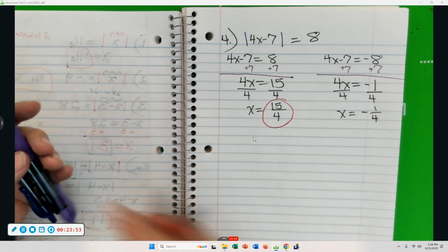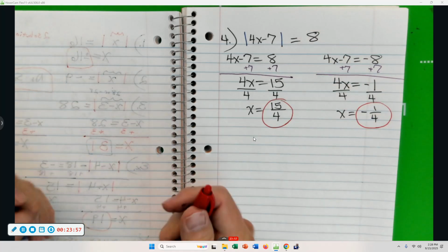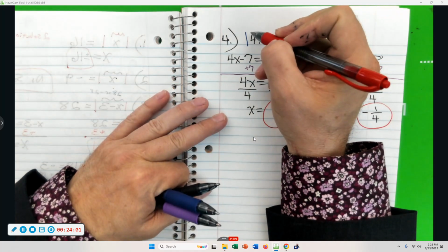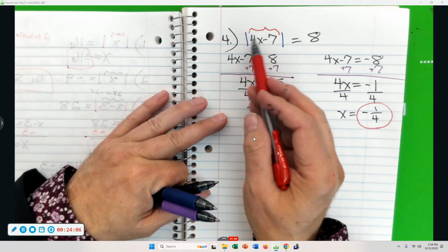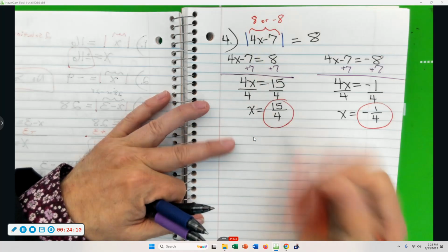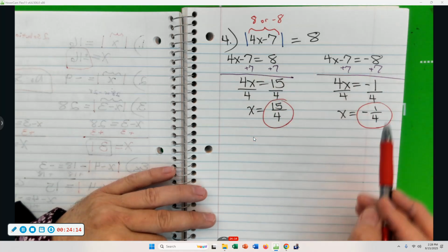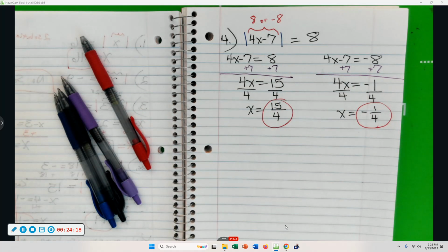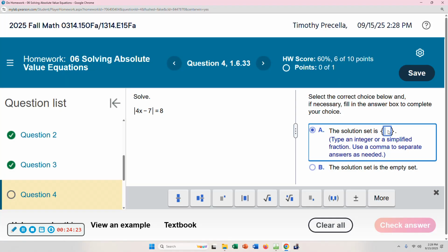For my second solution. Hopefully it's clear why we're doing this. The only way you're going to have an absolute value equaling 8 is for that stuff inside there to be 8 or negative 8. So we set that inside stuff to positive 8. We set it to negative 8.